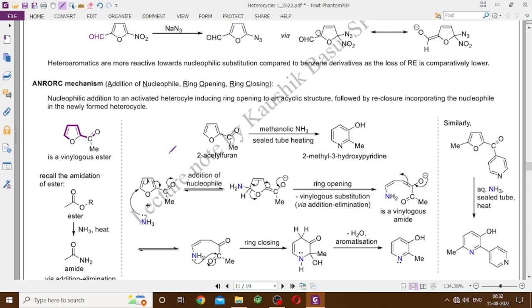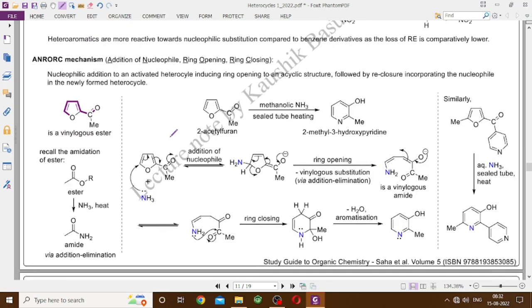Well, the very first thing is the addition of nucleophile. The nucleophile adds onto the alpha position of the 2-acetyl furan, the unsubstituted alpha position, and the negative charge is delocalized over this carbon. Now this pushes and this carbon oxygen bond is opened up. That means this is the ring opening stage.